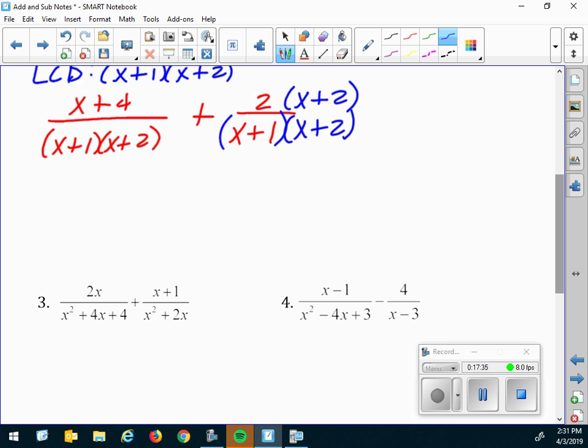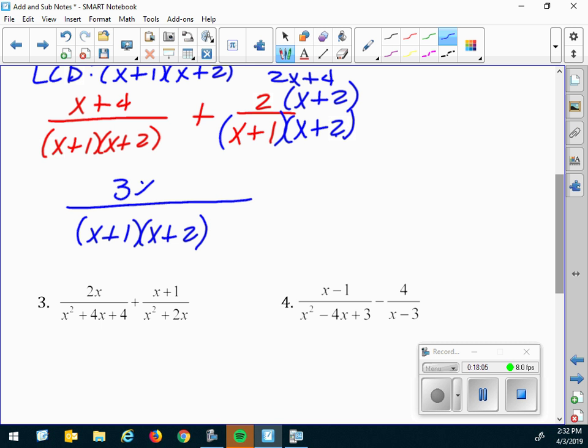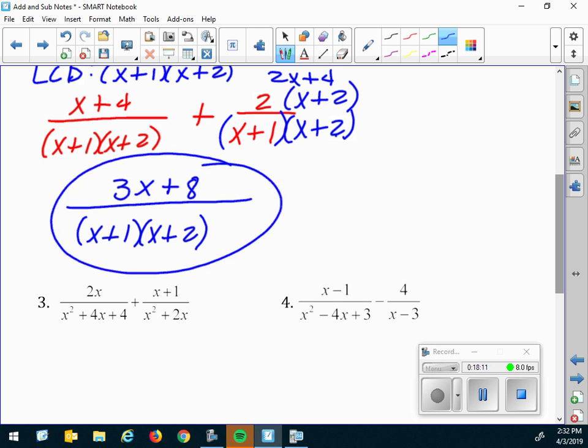So here's what I'm going to do. I'm going to add those together and put them over the common denominator. I have x plus 4 plus what? 2x plus 4. If you can do that part in your head, that's fine. X plus 4 plus 2x plus 4 is 3x plus 8. I just added those fractions together.